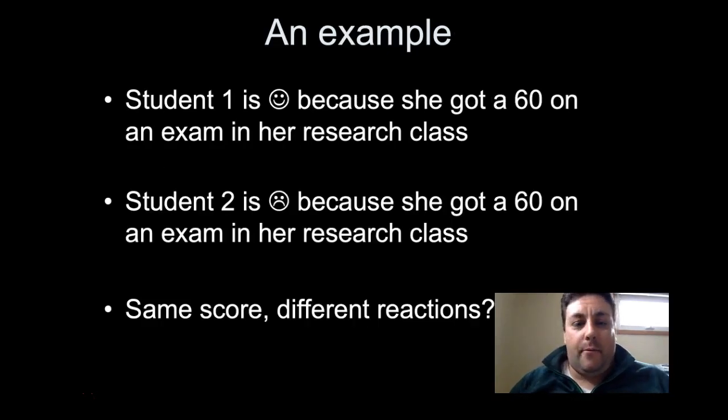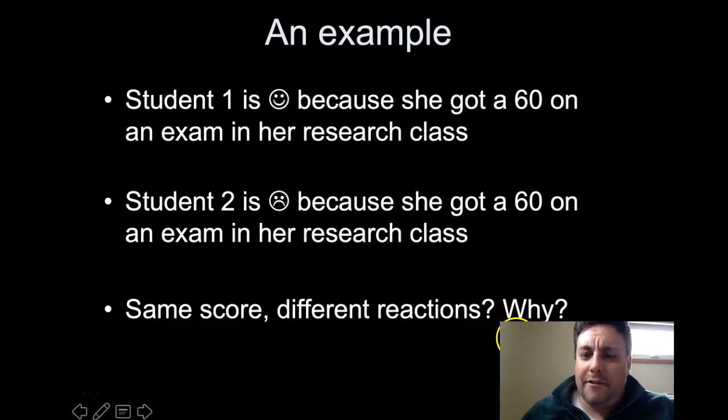So let me give you an example here real quick. Here's an overly simplistic example that has to do with test scores. Student number 1 is happy because she got a 60 on an exam in her research class. On the other hand, student number 2 is sad because she also got a 60 on an exam in her research class. Same score, different reactions. Why would that be?